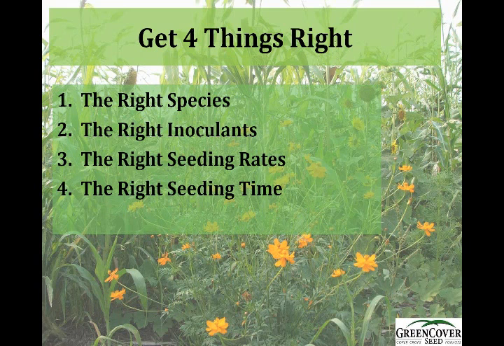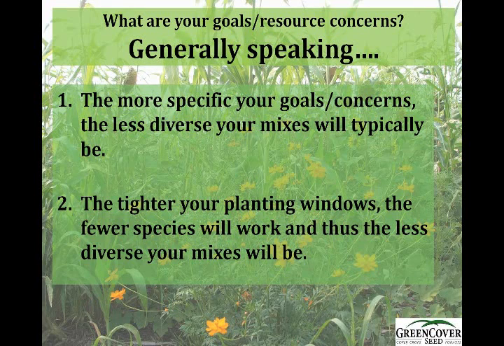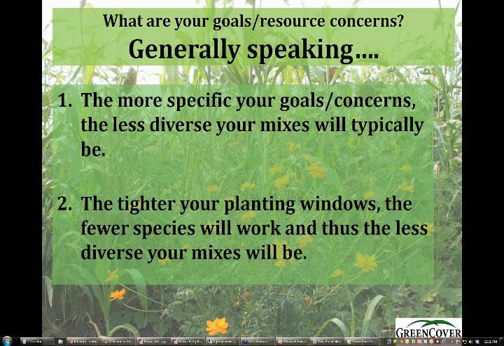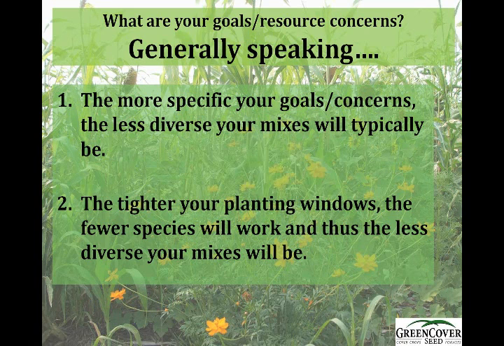Just a couple of general things before I go into an example of actually designing a mix. In general, the more specific your goals are for your cover crop mix, the less diverse your mix will typically be. A good example of that is we work with some organic producers, and their number one goal is to produce nitrogen. In doing that, we typically just load up with a lot of legumes, particularly hairy vetch, because they need it to overwinter. So they don't have a real diverse mix, but they have a very specific goal.